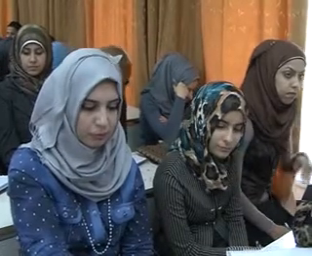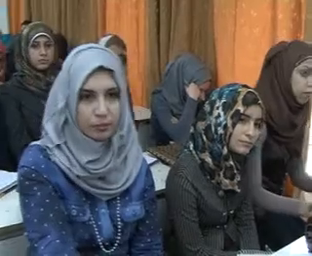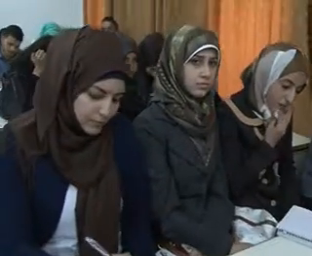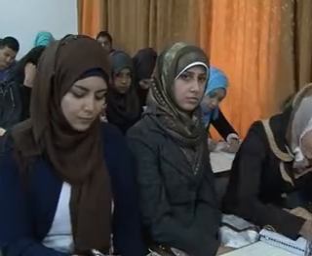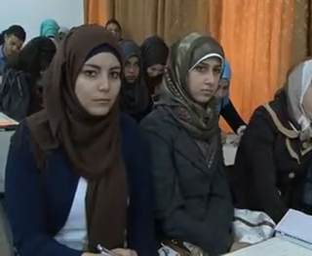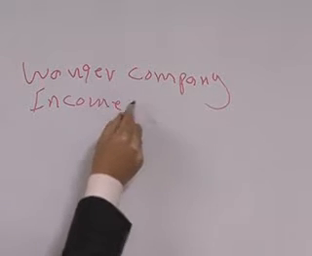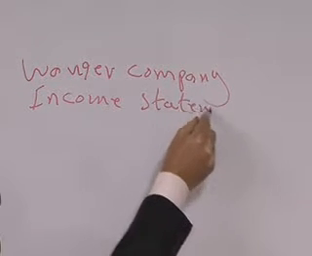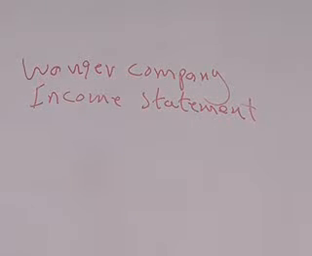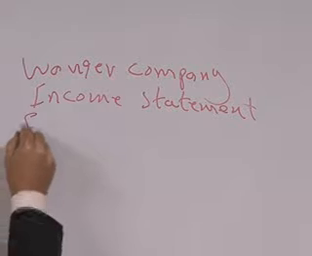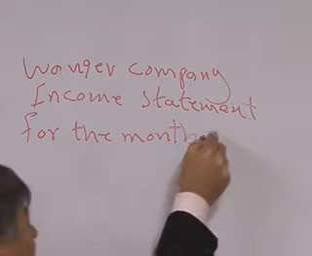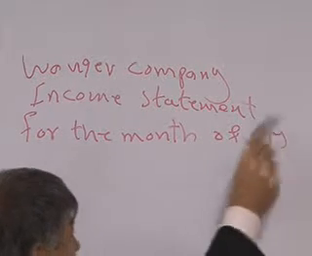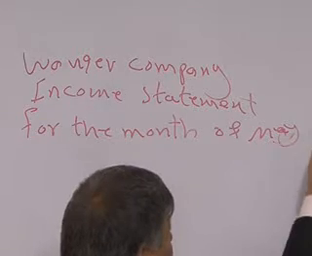In the income statement, the first thing we write down is the name of the company, Wanger Company. As you remember, the second line is the name of the statement, income statement. The third line, the date, for the month of May 2010.